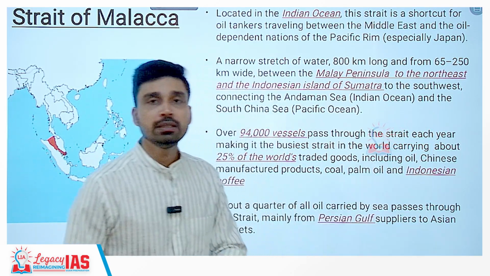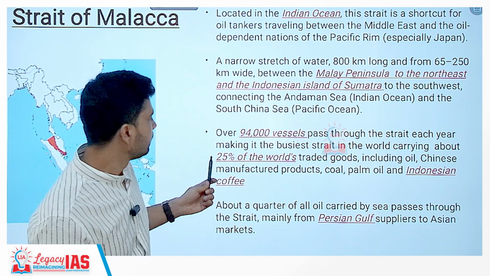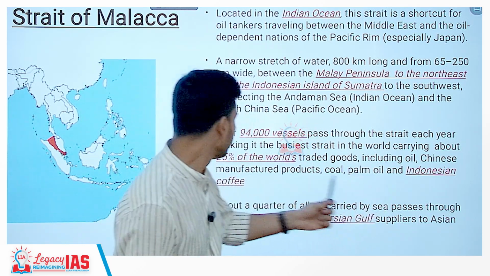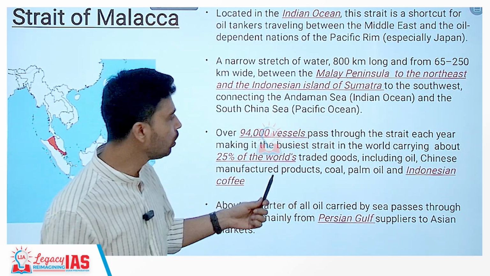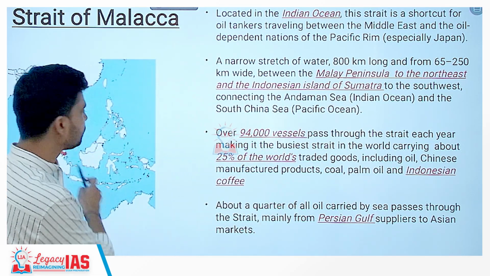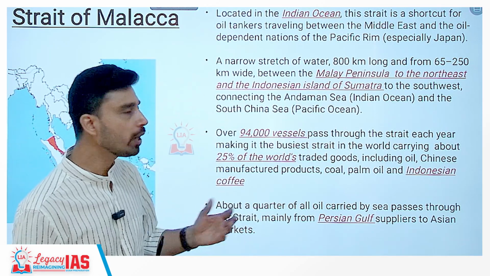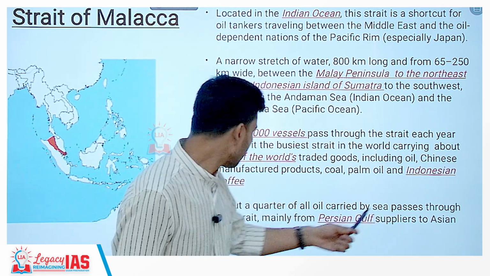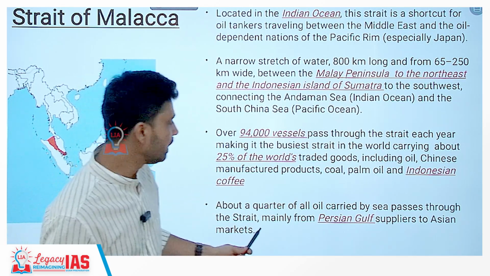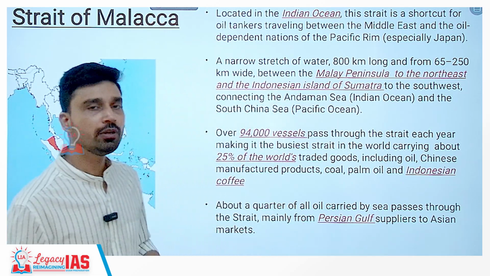And you can understand the kind of trade that happens through the strait by looking at this picture: 25% of the world's traded goods, especially oil, Chinese manufactured products, coal, palm oil, as well as Indonesian coffee. For these products, this is the main transit route or transportation route. About a quarter of all oil that is carried by sea passes through this particular strait. We are talking about the volume at the world level, mainly originating from the Persian Gulf region and supplying the Asian markets.